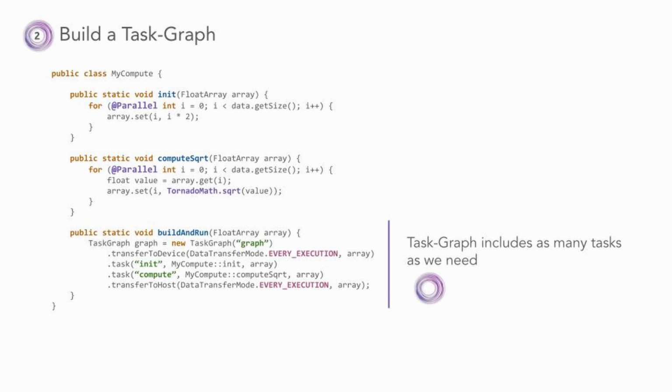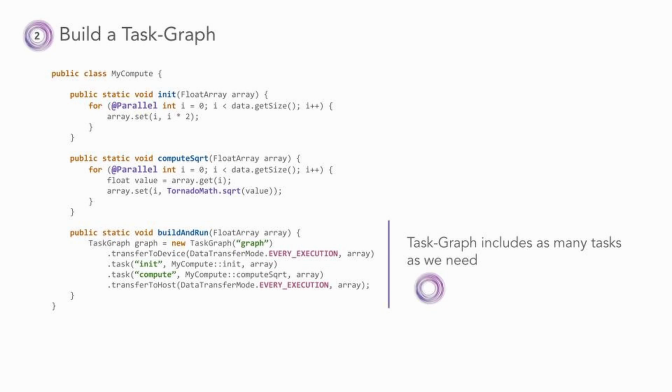The last call is transfer to host. In a similar manner to transfer to device, this call defines the data objects in which we expect the outputs to be. This could be one or many objects. Additionally, we pass a mode similar to the transfer to device. And usually we want the output to be transferred to the host right after the task is finished.